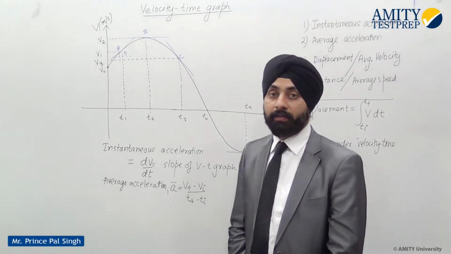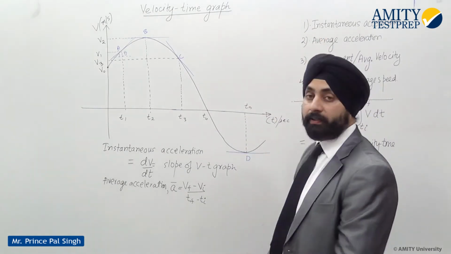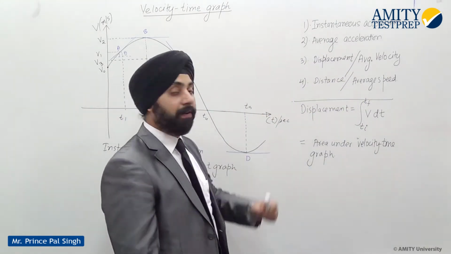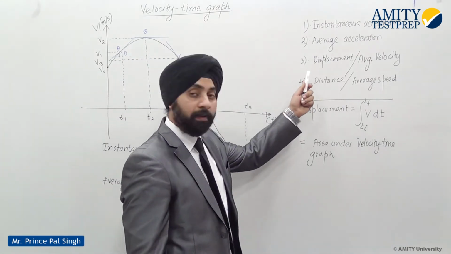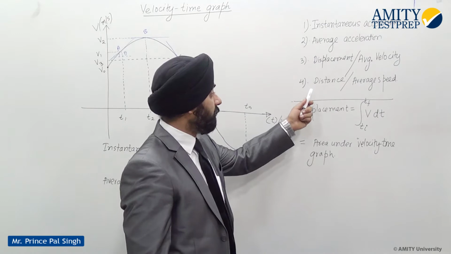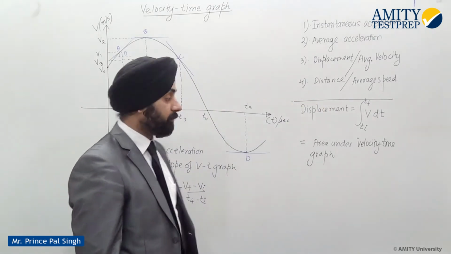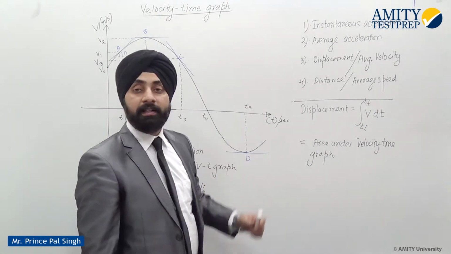From this graph, the information that we can calculate is the instantaneous acceleration and the average acceleration. We can also find out displacement and average velocity, and distance and average speed. Let's see how we can find these things. First of all, I'll tell you how to find the instantaneous acceleration.